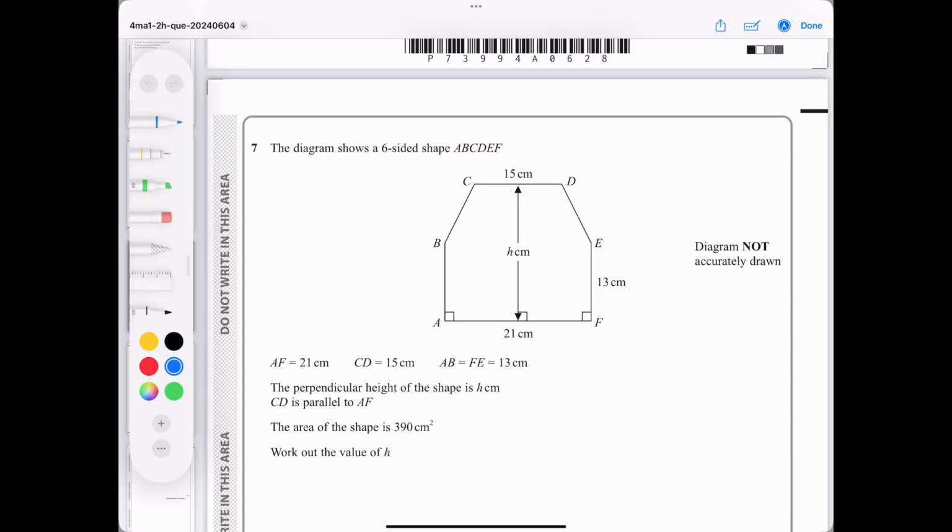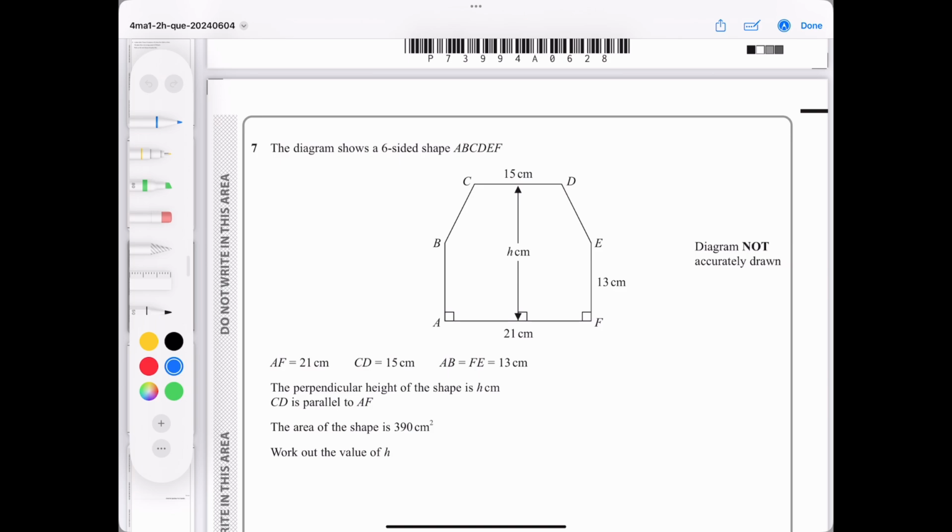We're on question 7. The diagram shows a six-sided shape, A, B, C, D, E, F. AF equals 21, that's the base, CD is 15, that's the top, and AB equals FE, so that bit equals 13. The perpendicular height of the shape is H, and the area of the shape is 390 centimetres squared. Work out the value of H.